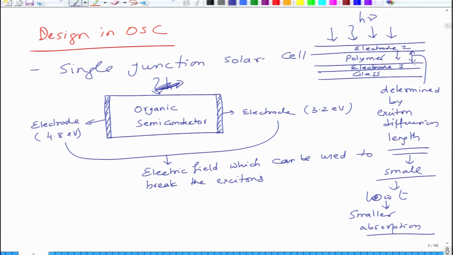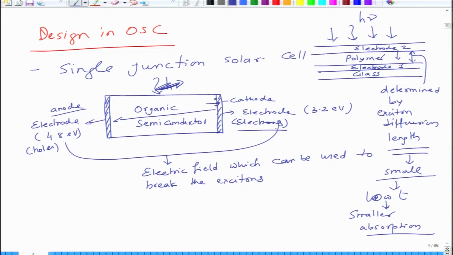So what happens here is when the excitons reach this interface, because of the built-in electric field, they get dissociated. So one carrier will move here and another carrier will go there. So for example, in this case, if you have this at 4.8 eV and this at 3.8 eV, this can be used as a cathode and this will be used as anode. So holes will be collected here and electrons will be collected here.